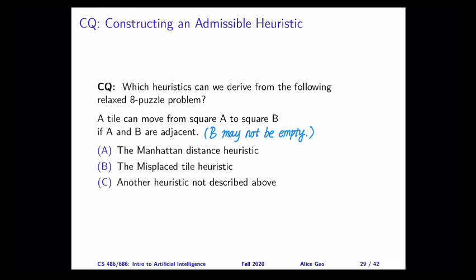The correct answer is A. We get the Manhattan distance heuristic. Please watch a separate video for a detailed explanation of the answer.